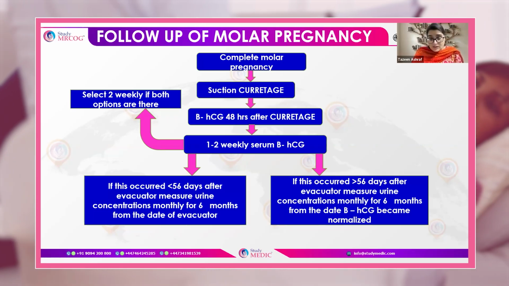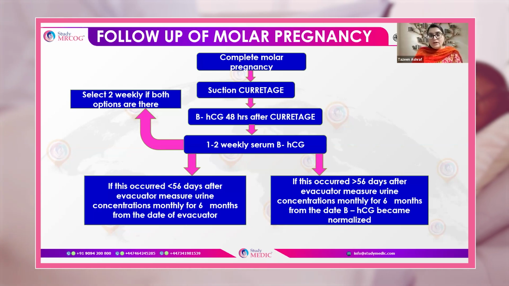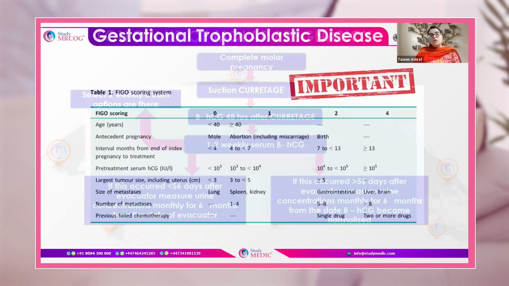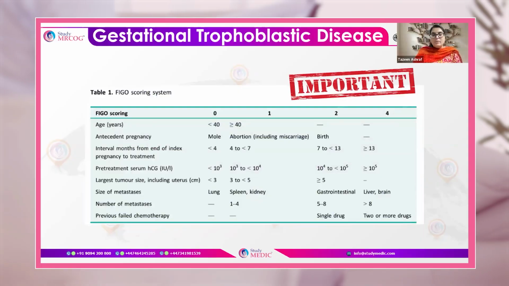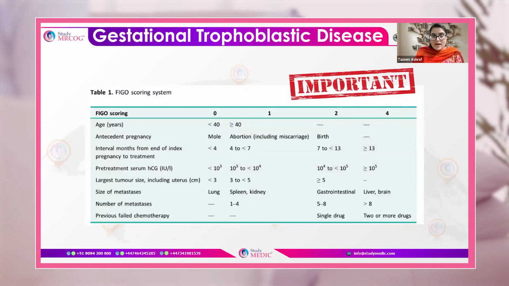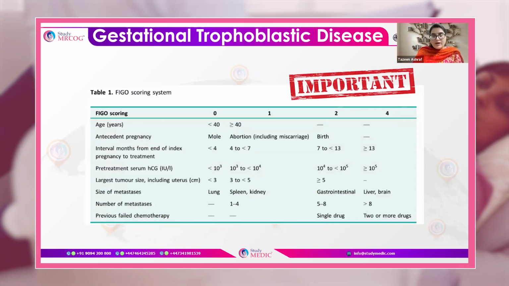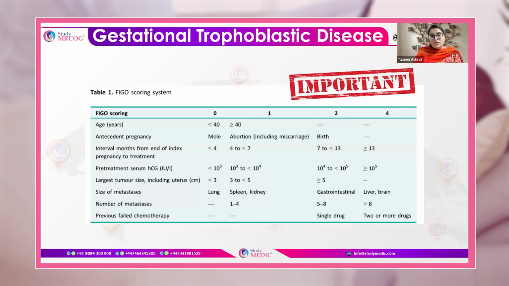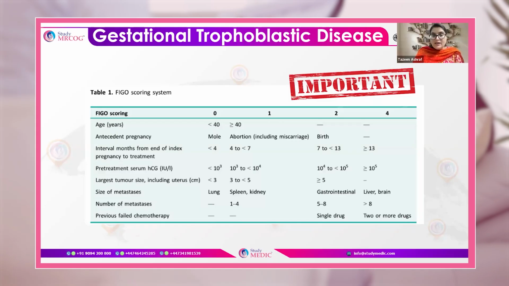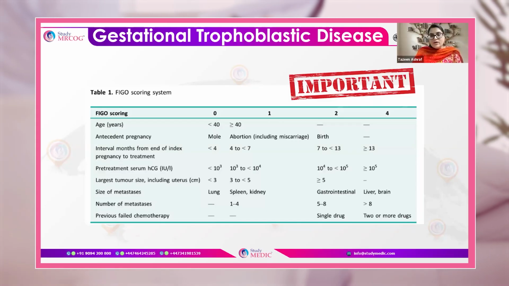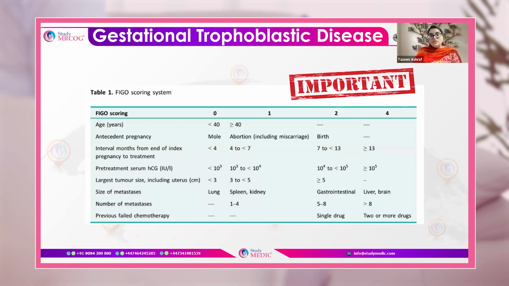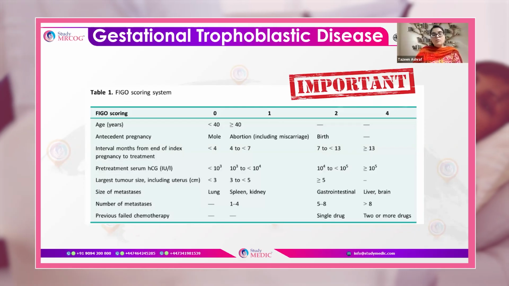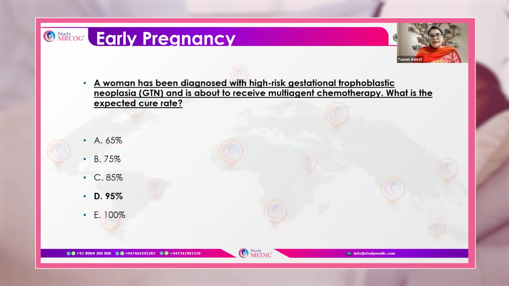And if this becomes normal after 56 days from evacuation, then it is measured for the next 6 months from the date of normalization. And this is how we measure the FIGO scores. It depends upon the age, antecedent pregnancy, interval months from the end of the index pregnancy, pre-treatment beta HCG levels, size of the tumor, site of the mets, number of mets, and previous failed chemotherapy. The scoring is carried out as 0, 1, 2, and 4. As we discussed, if the score is less than 6, that would be single agent chemotherapy. If the score is more than 6, that would be multi-agent chemotherapy.